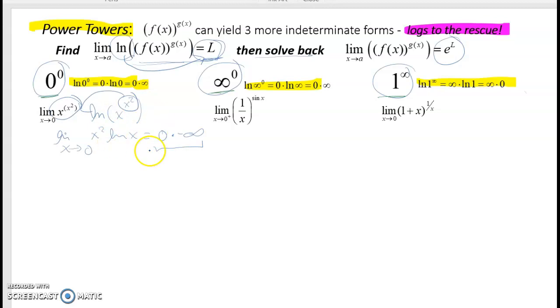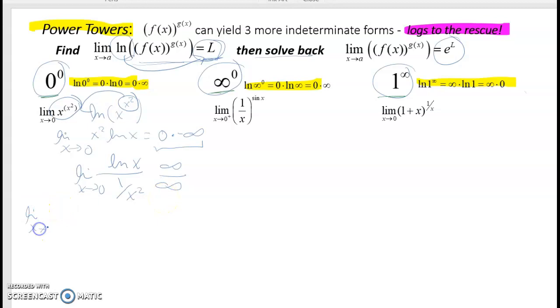And so we have some choices. We can make it ln of x over 1 over x squared, or x squared over 1 over ln of x. I don't want to do 1 over ln of x. Let's look at this: ln of x over 1 over x squared. Plug in 0, we get infinity over infinity. We're ready to go. We can L'Hôpital that.